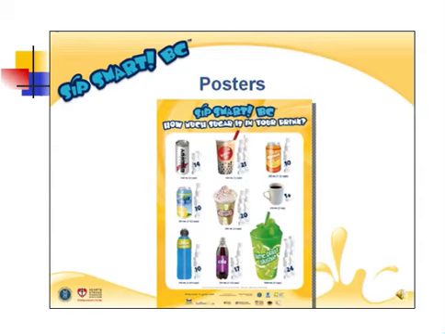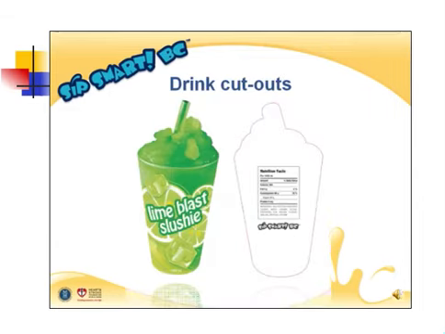One of the key components of the program are these posters, which are available to be put up in the class. These are glossy posters with high production values. They detail the amount of sugar and sugar cubes found in the various beverage choices, and it is a real eye-opener for most of the students and teachers. There are drink cutouts, which have the nutrition facts for the beverages on the back.